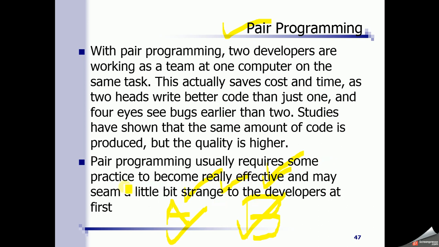It requires some practice to become really effective. In the beginning, it may seem a little bit strange to the developers, but with time, they get used to it. Studies have shown that at the end, roughly the same amount of code is produced, but because someone is looking at your code at the time of writing the code, more errors are removed in the coding phase, right? So this is a concept in extreme programming. It is called pair programming.